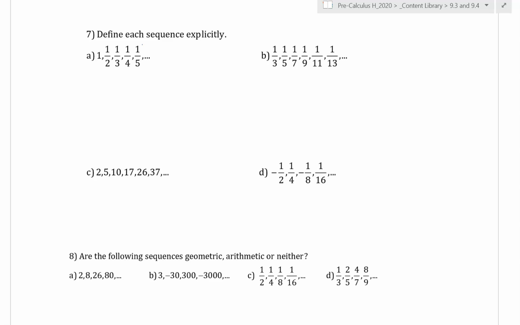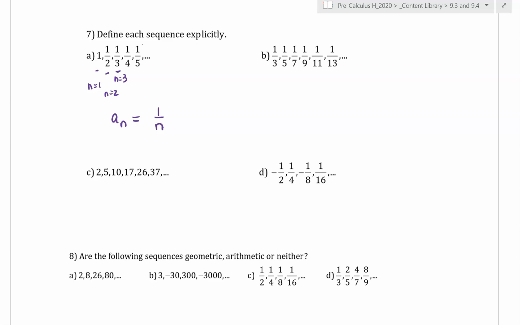But for this one, number 7a, I noticed that it is not arithmetic because 1/2 minus 1 is not the same as 1/3 minus 1/2. It's not geometric because 1/2 divided by 1 is not the same as 1/3 divided by 1/2. But I do notice that if the first term is n = 1 and the second term is n = 2, etc., you could describe this as a sub n equals 1 over n. So now if I wanted, for example, the 100th term, I would just let n be 100.